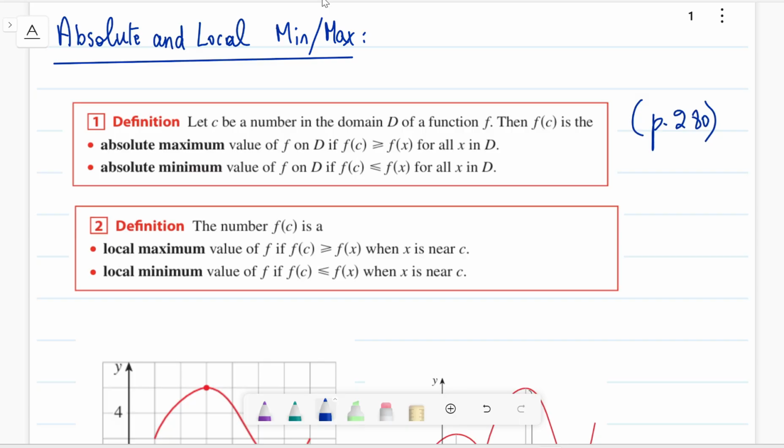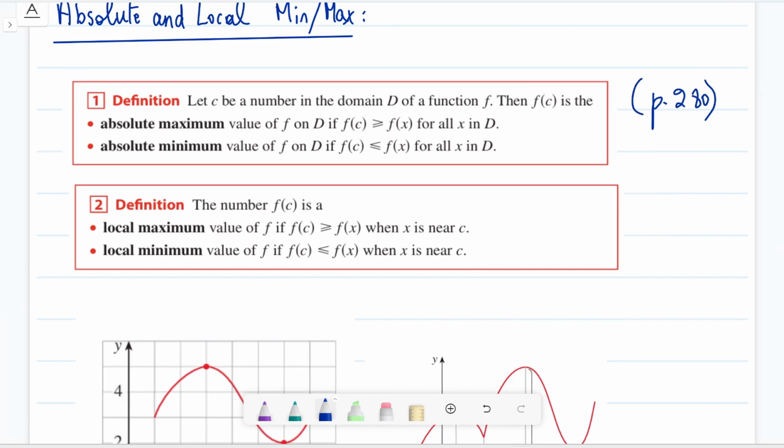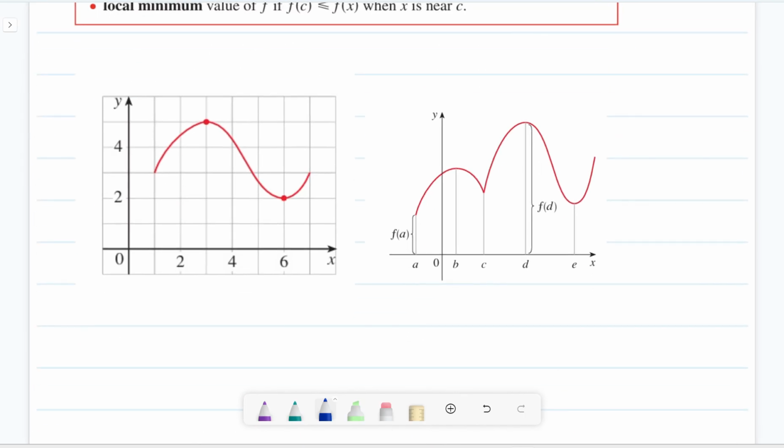Hello everyone. Today we will start by learning about absolute and local minimum and maximum. So we will start with the definition. Let c be a number in the domain D of a function f. Then f of c is the absolute maximum value of f on D if f of c is greater than or equal to f of x for all x in D. Now f of c is the absolute minimum value of f on D if f of c is less than or equal to f of x for all x in D.